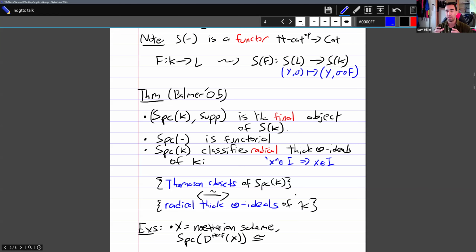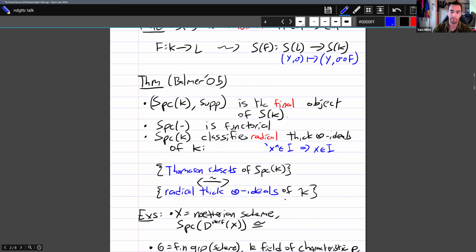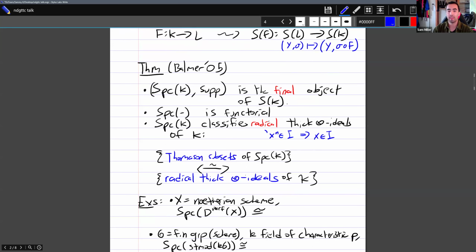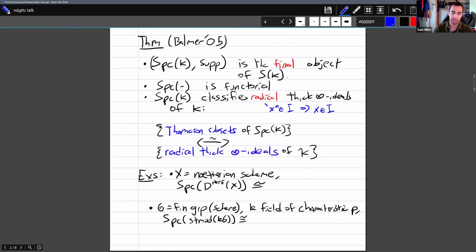It tells us, in fact, what all of the radical thick tensor ideals are. Okay, and radical is a very mild assumption. For example, if your category is rigid, so if you have duals, for instance, then all thick tensor ideals are in fact radical. And so just some classic examples, if X is a Euclidean scheme, Euclidean in the topological sense, then Spec of D^perf of X just outputs X.